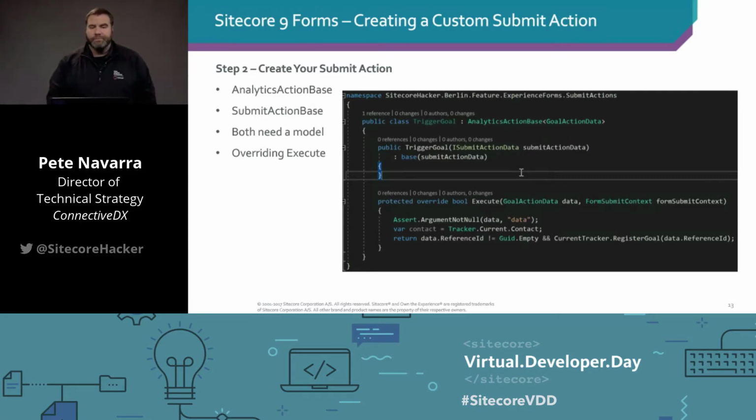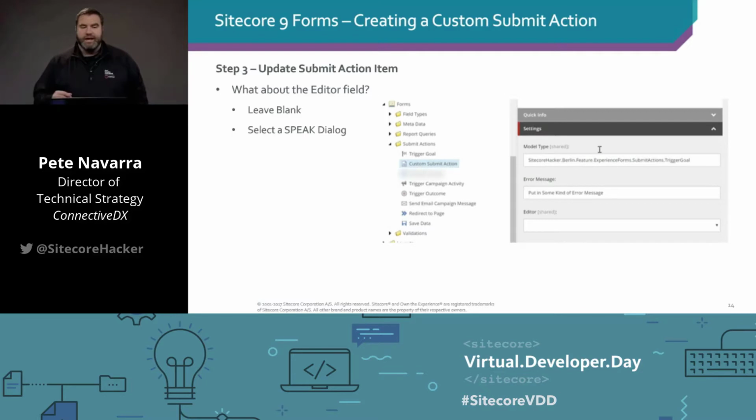Step 3 is we're going to update the submit action item. So you'll see that we have our model type, we've put in our error message, but we still have the editor field that we need to select. Well, what about this editor field? Leave blank, because this is going to be a Speak dialog.